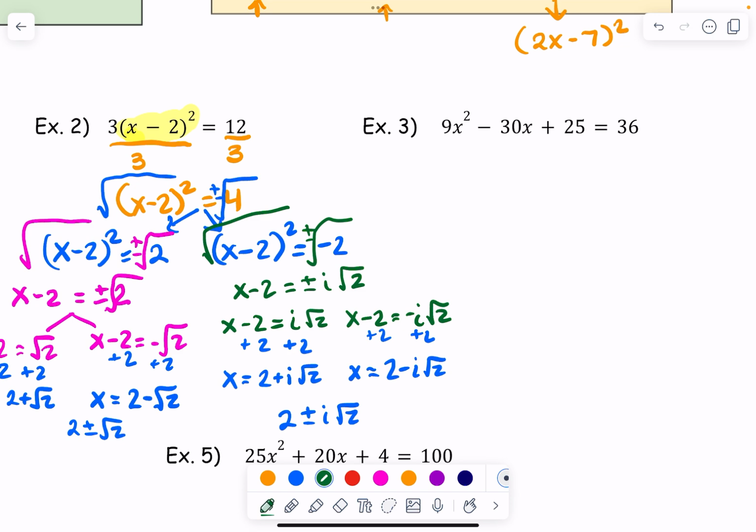I'm just going to do it in a completely different color. So we are going to do this. We have to identify that this is 3x squared and this is 5 squared and this is 2 of them.